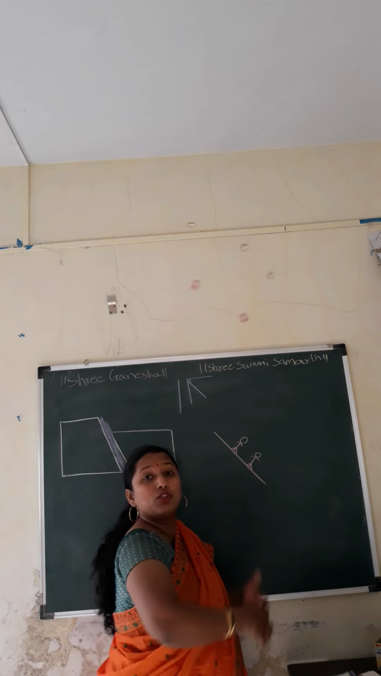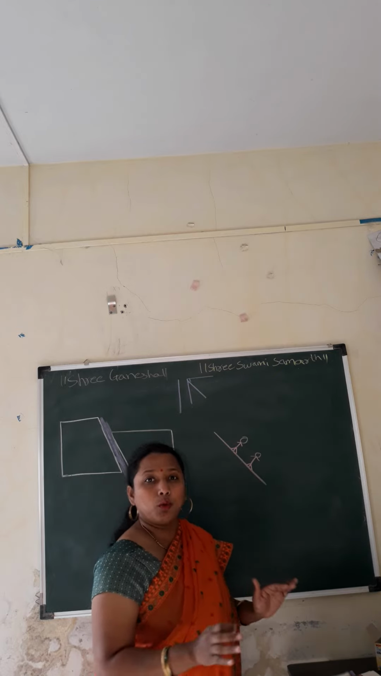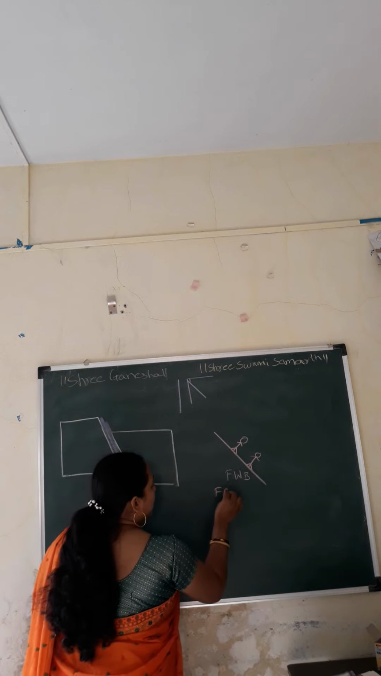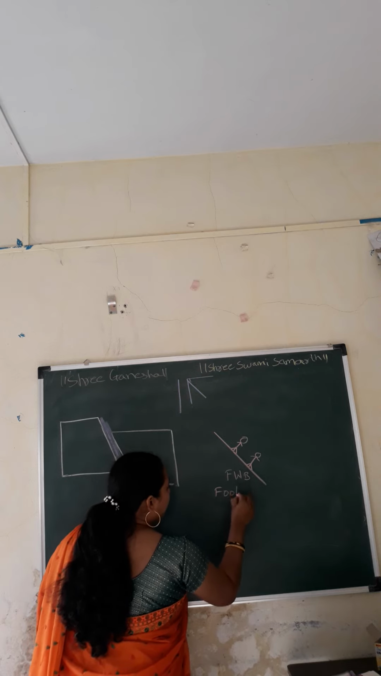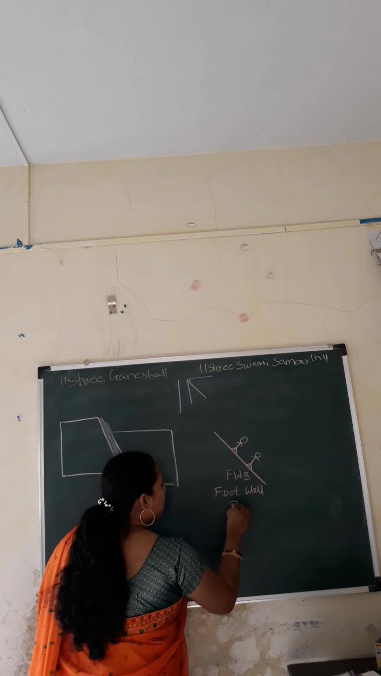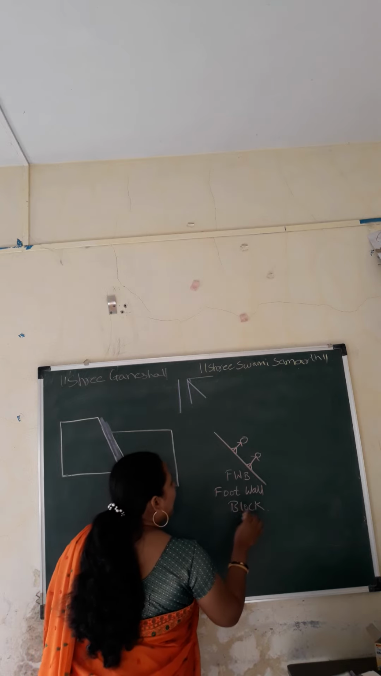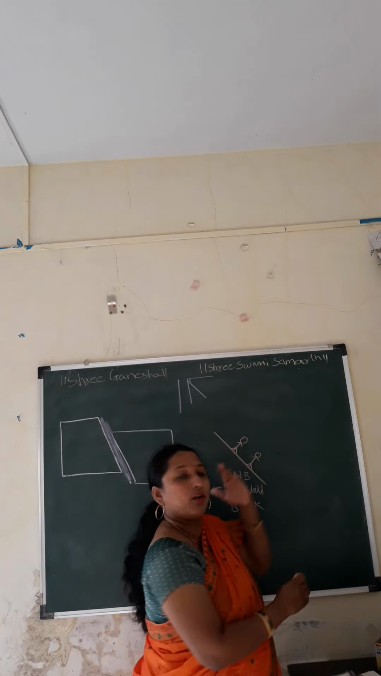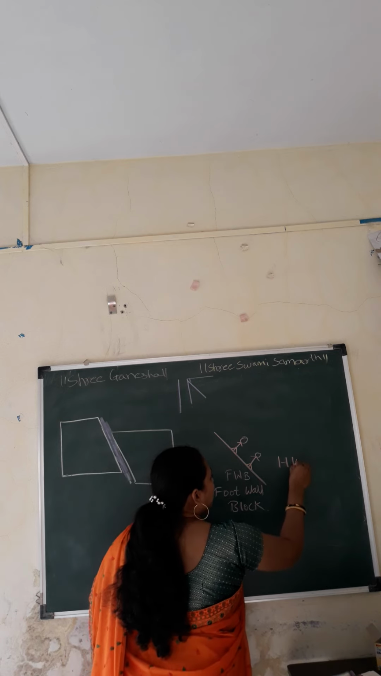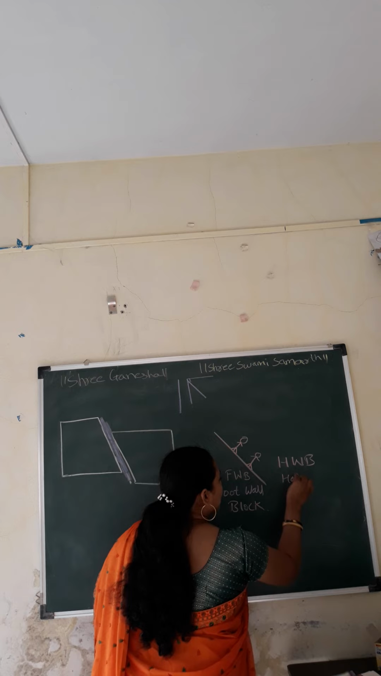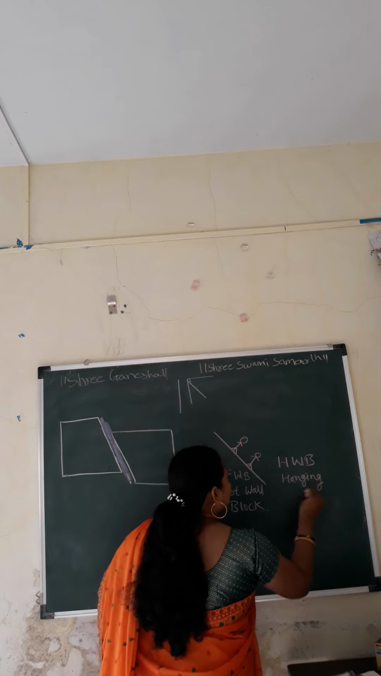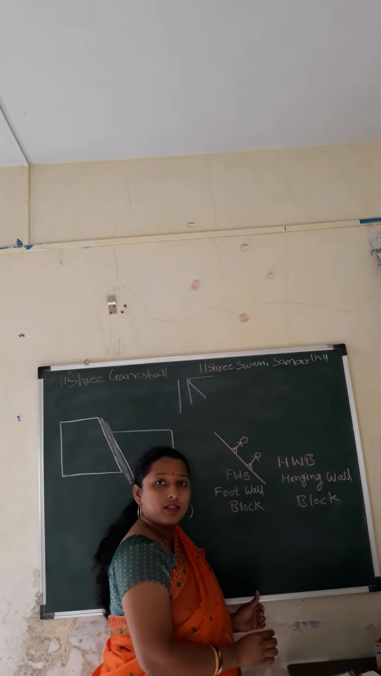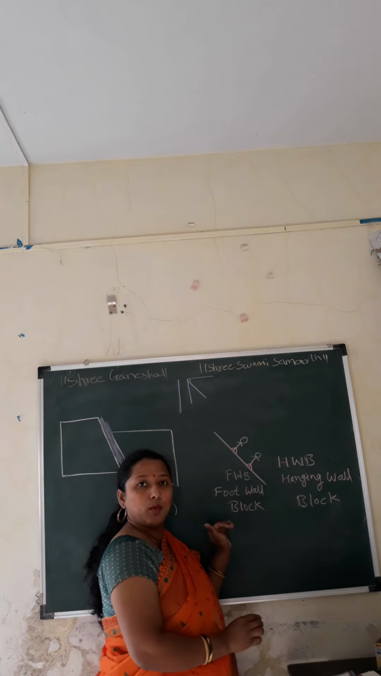So that block on which you can keep your feet is known as footwall block. So this side you will be having footwall block. It is also known as FWB, that is footwall block. And then that block which is hanging over your head is known as hanging wall block. So what do you call this? Hanging wall block, HWB, that is hanging wall block.